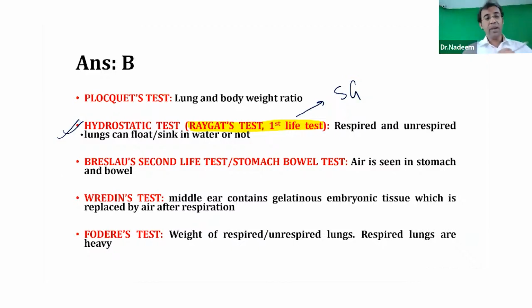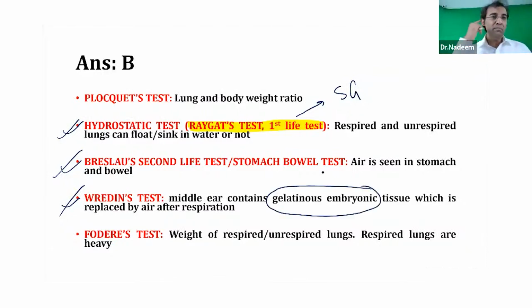Breslau's test. If a baby breathes in, air will go into the stomach and bowel also. You take out the stomach by the double ligation method. If you keep it in water, there will be air bubbles. Breslau's test. Wreden's test: this is a type of gelatinous embryonic tissue in the middle ear. Just after birth, after respiration, this gelatinous structure will not stay there. This will go inside. If the baby did not respire, it will be there. If the baby has respired, it will not be there. This is called Wreden's test.